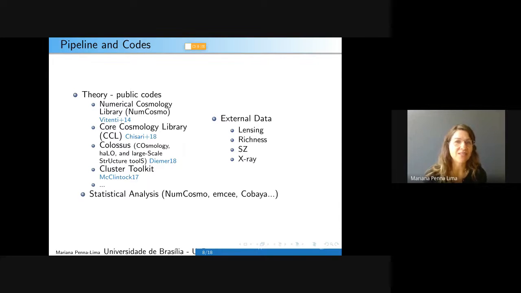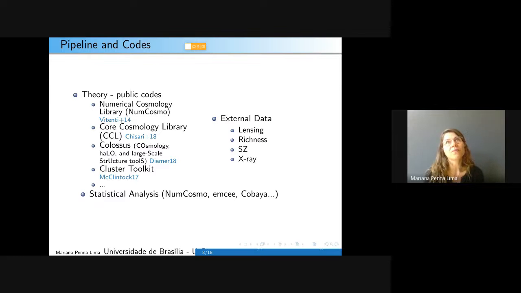I would like to say that it's mandatory to have public codes where we can compare the results, where anyone in the community can reproduce the results. This is something that is not actually common in cluster cosmology. This is really rare, and strange, because in science it should be natural to be able to reproduce a result, an analysis.